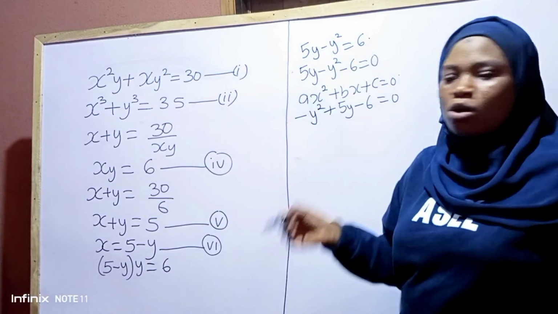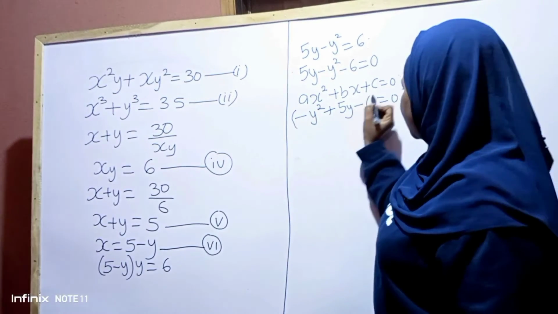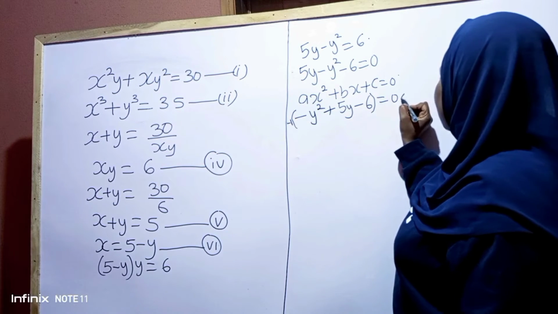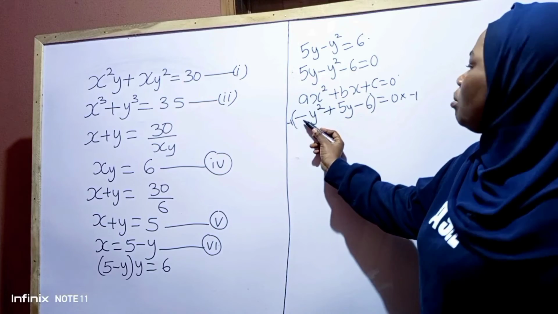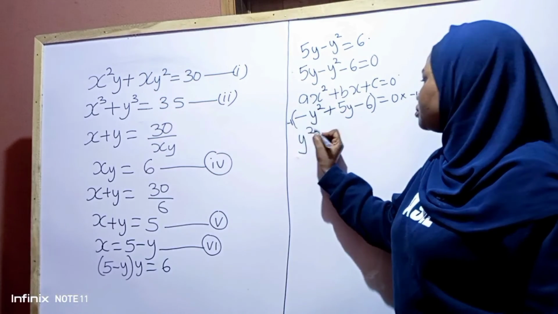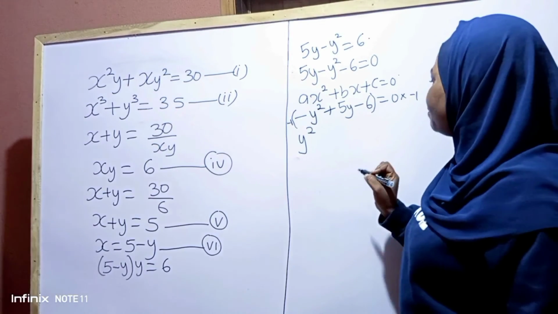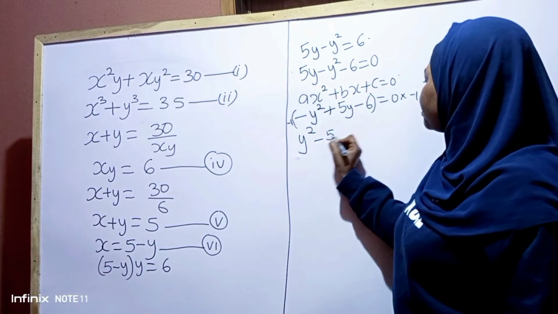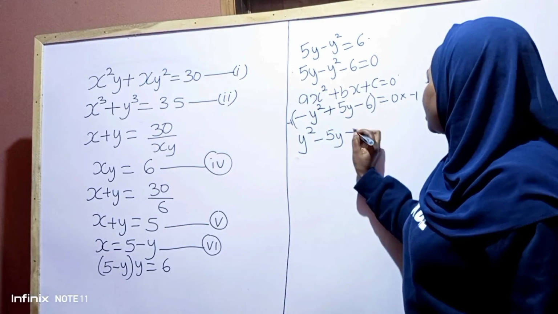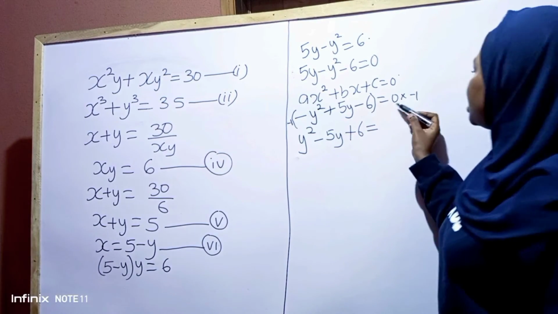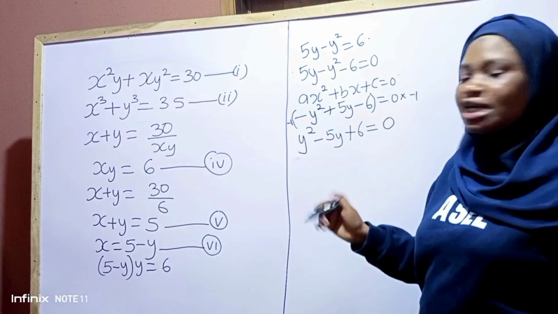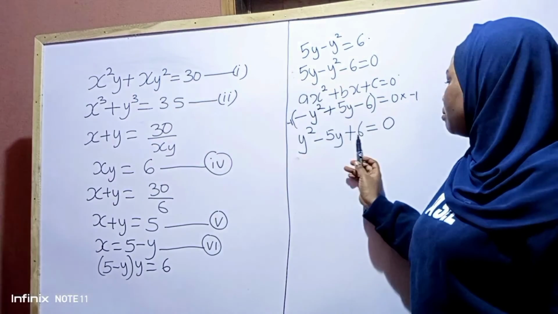From here, I would like to multiply both sides by minus 1. So minus 1 multiplied by minus y squared gives me plus y squared. Minus 1 multiplied by plus 5y gives me minus 5y. Minus 1 multiplied by minus 6 gives me plus 6, is equal to 0 multiplied by minus 1, which gives me 0.